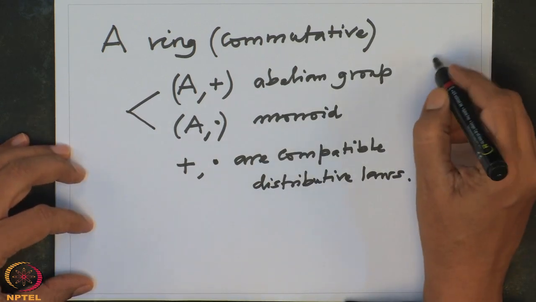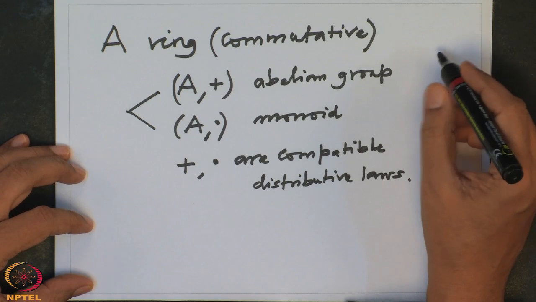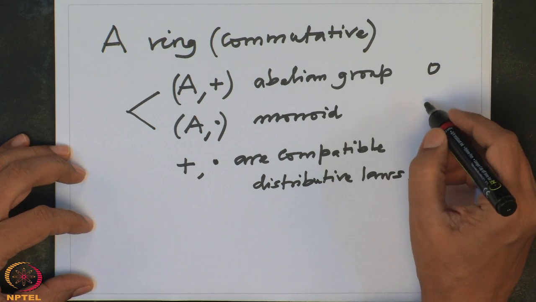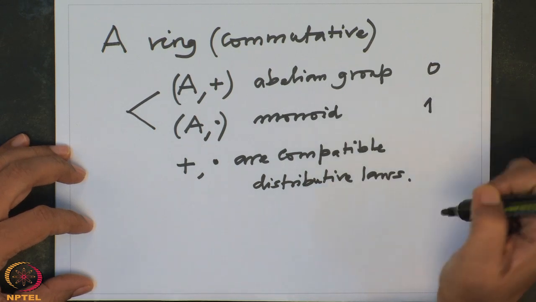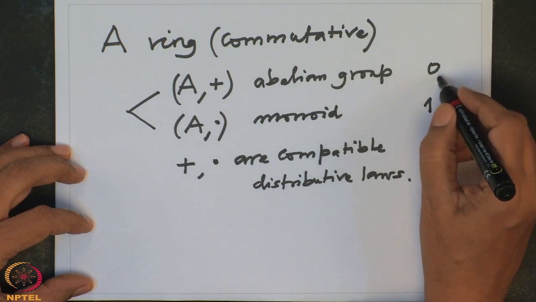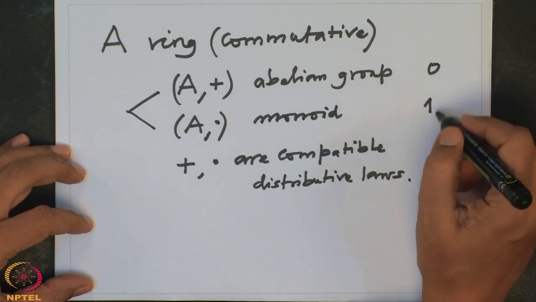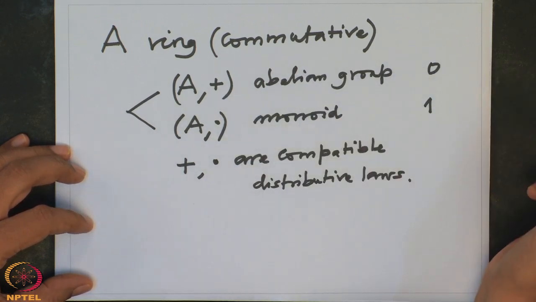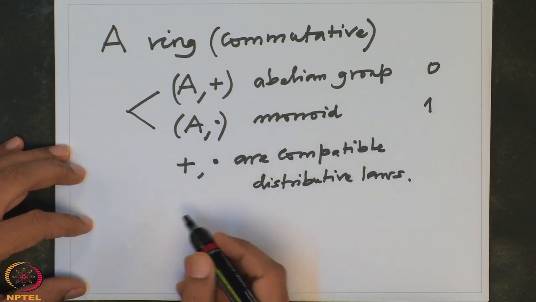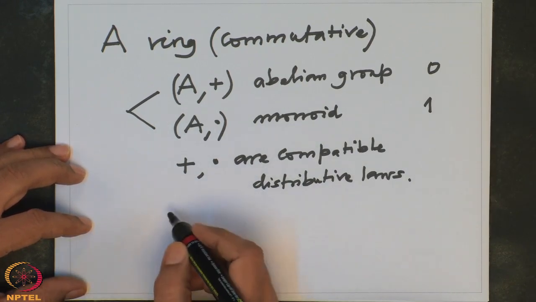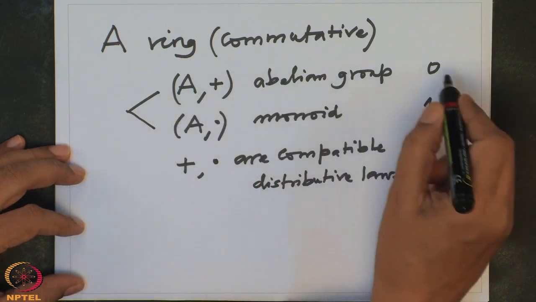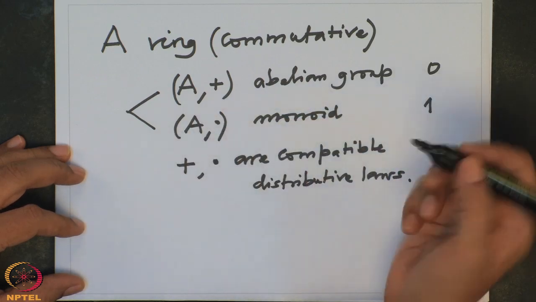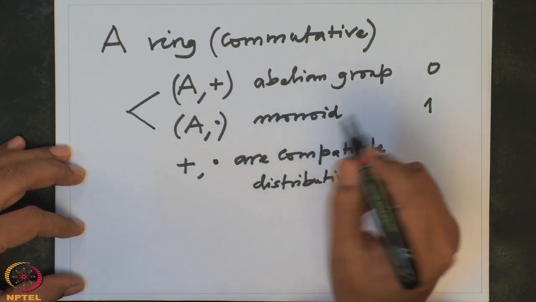So the neutral element with respect to addition is 0, and the neutral element with respect to multiplication is 1. That is how we have denoted. So I am not going to make a fuss to write 0_A and 1_A. This means they are the identity elements with respect to the respective binary operations in A. Now this monoid A dot, see, A plus is an abelian group, so every element has an inverse. But in this monoid, some elements are invertible, some elements are not invertible. Now what does invertible mean?